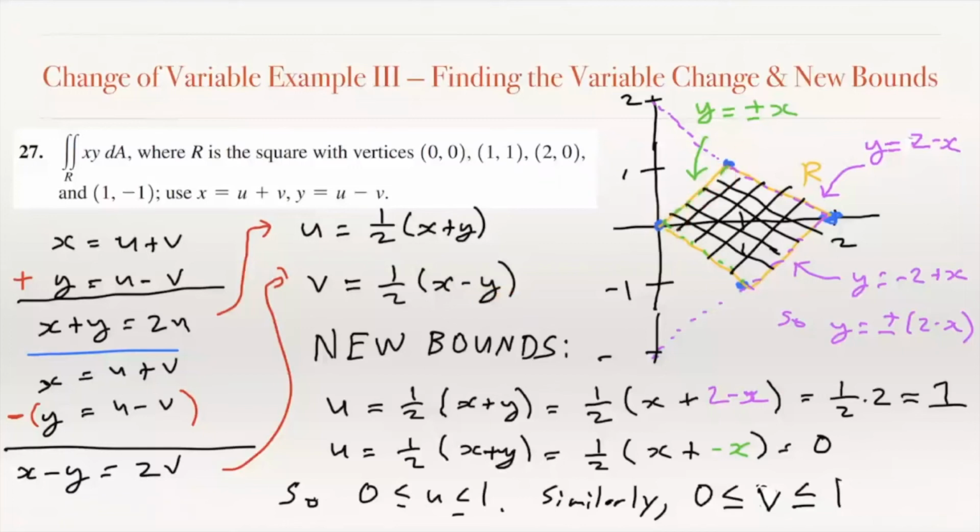So u is 1/2 times (x + y). So if y is 2 minus x, in other words, along this edge, then we replace y with that 2 minus x, and then that's 1/2 times 2, which is 1. So in other words, this edge here becomes u equals 1. Similarly, this edge here, y is minus x, becomes u equals 0. And that means that u varies between 0 and 1. And one can do similar reasoning and see that v varies between 0 and 1 as well.